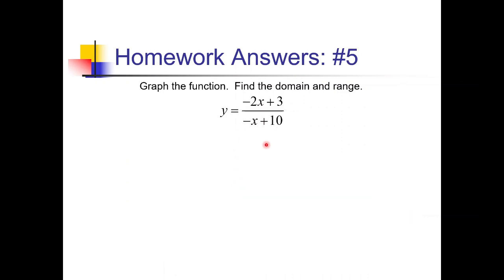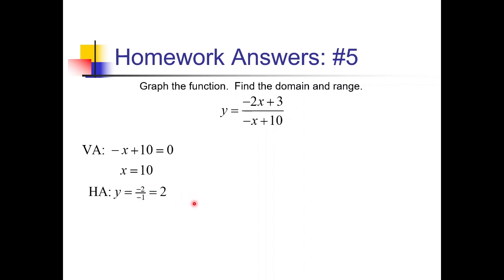To graph this function, let's start by finding the vertical and horizontal asymptotes. So for the vertical asymptote, I can set my denominator equal to 0, so -x plus 10 equals 0. If I just add x over to the other side, I end up with x equals 10 for my vertical asymptote. And then for the horizontal, I take the ratio of the lead coefficients, so that would be y equals -2/-1, which reduces to +2.